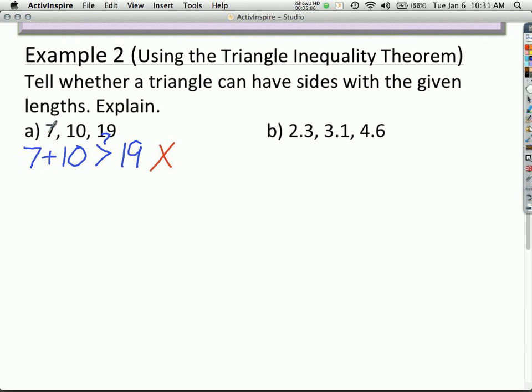So let's add the 7 to the 19 and see if that's going to be greater than the third side, which is 10. Is that going to work? Yeah. And now let's try the 10 plus the 19. Is that going to be greater than the third side?